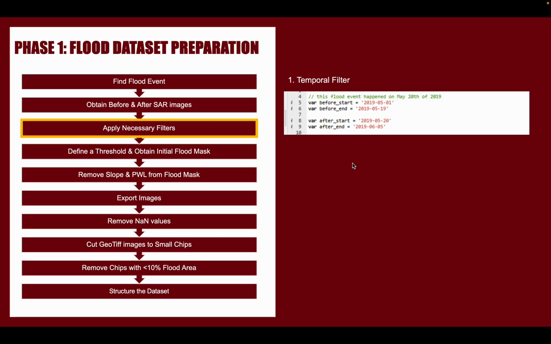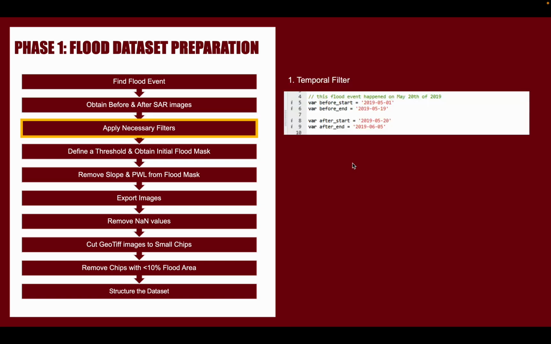The next part was applying the necessary filters. When I access the satellite imagery, I need to apply different filters to get exactly the images that I want, and nothing more than that. The first one is the temporal filter. I give a period before the flood happens and a time period after the flood happens, and I give these two date periods to Google Earth Engine, which is the platform that I use to interact with the satellites, and it will give me the data only in that period.